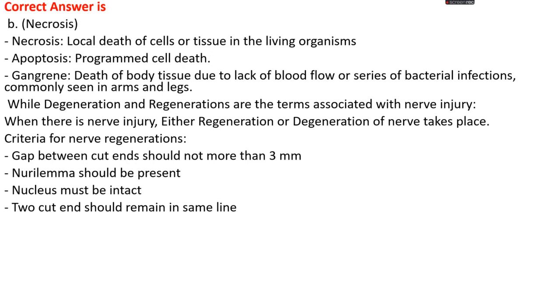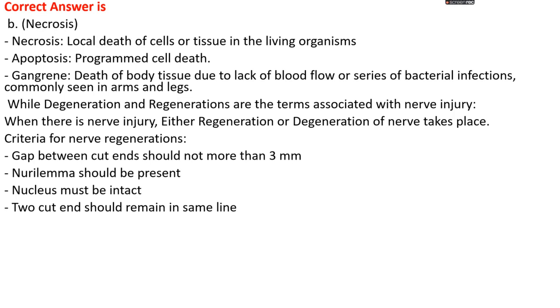And gangrene is the death of body tissue due to lack of blood flow or a series of bacterial infections. Gangrene is commonly seen in the arms and legs, while degeneration and regeneration are terms mainly associated with nerve injury. When there is nerve injury, either regeneration or degeneration of nerves takes place.